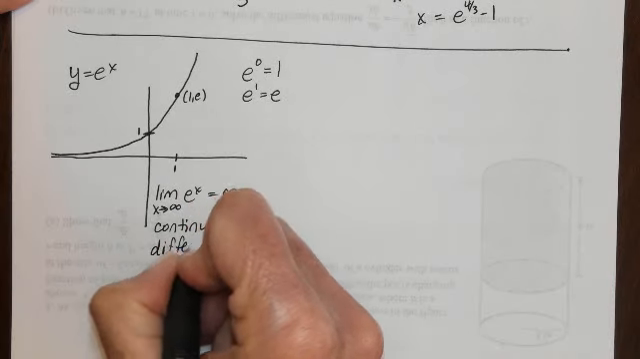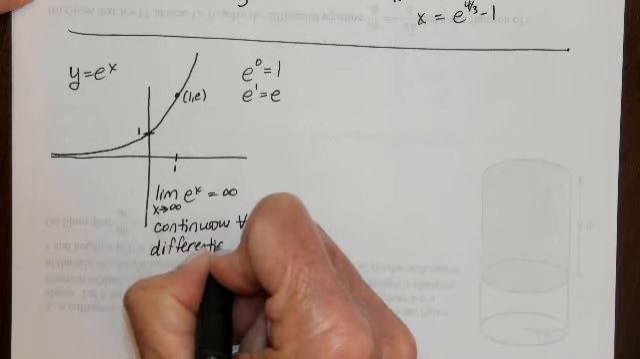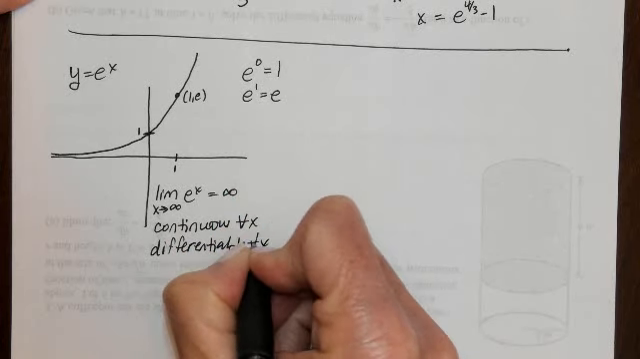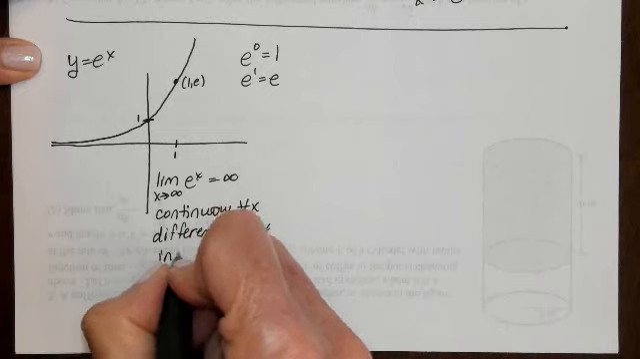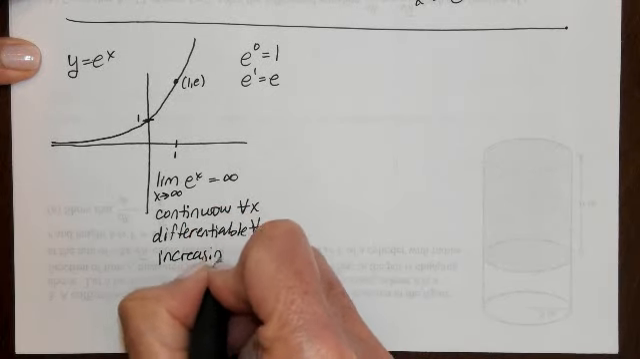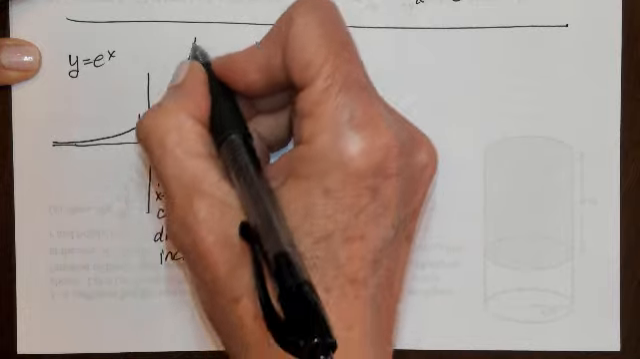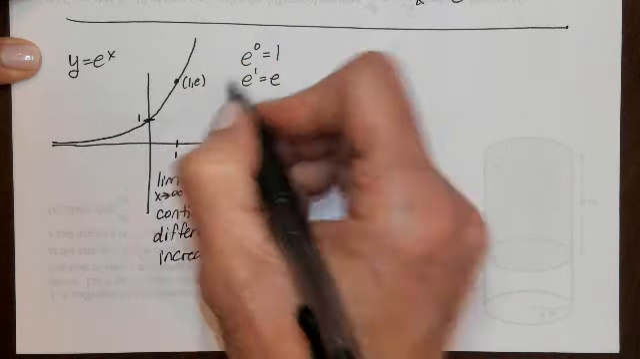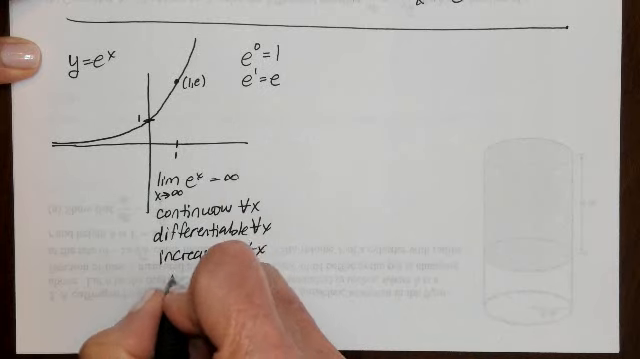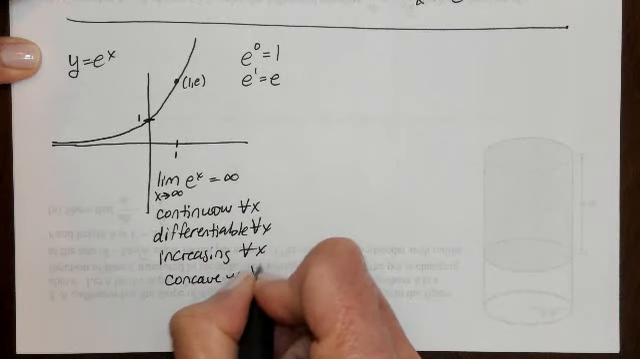We didn't say that about natural log, but it is also differentiable for all x. Can find the derivative. It's increasing for all x. So the graph is the next y value is always higher than the previous y value. It's increasing. This graph is concave up for all x.